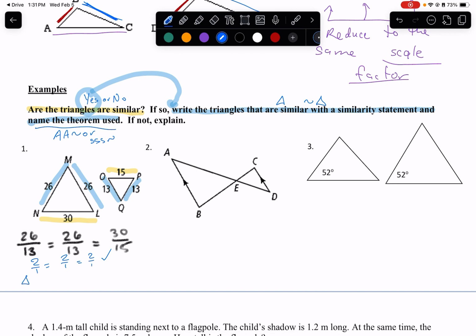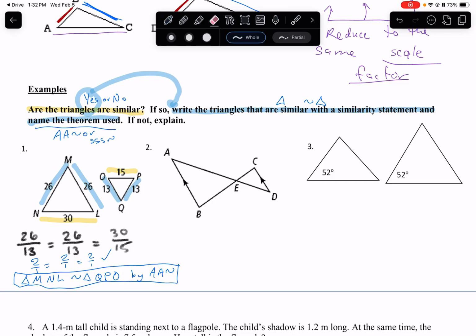So I can say triangle MNL is similar to triangle QPO by angle-angle similarity. Not angle-angle, that was silly. That was side-side-side. Ha ha ha. Side, side, side. Because we just looked at all the sides. Okay, cool.